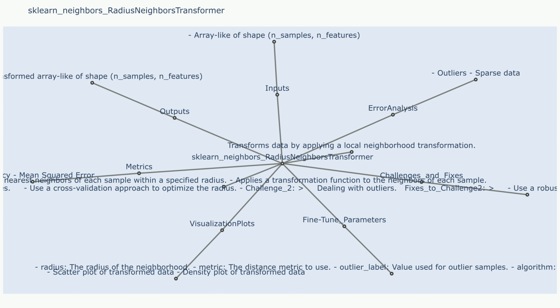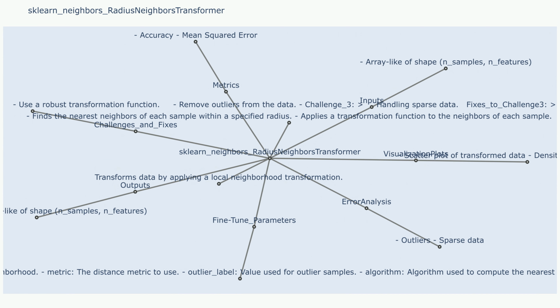Fixes to challenge 2. Consider using dimensionality reduction techniques, such as PCA, before applying the radius neighbors transformer. Choose a distance metric that is robust to high dimensionality, such as the cosine distance.